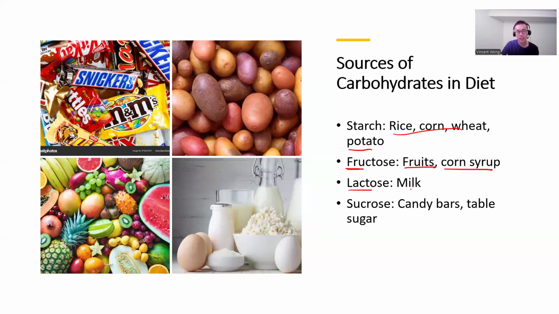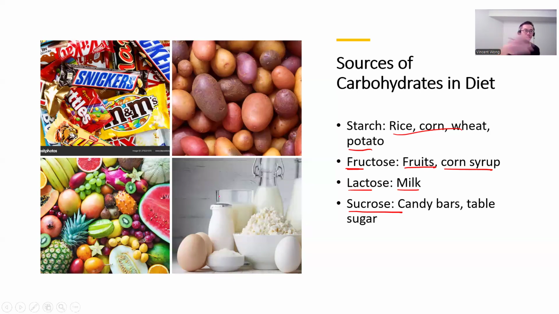Lactose is another one, which is found in dairy products. You've probably heard of people who are lactose intolerant. More on that later. The kitchen sugar or table sugar, the one that we have for cooking, that's called sucrose. And you will find it in candy bars. So there are a lot of different types of carbohydrates.